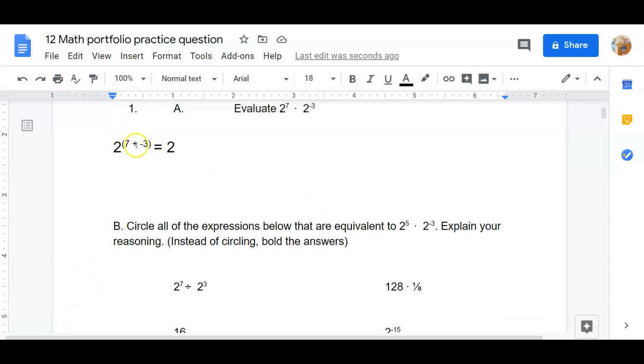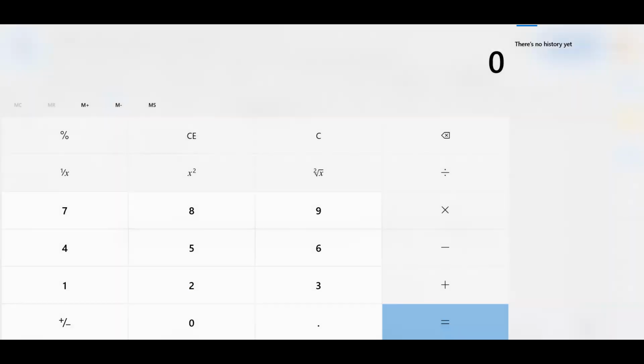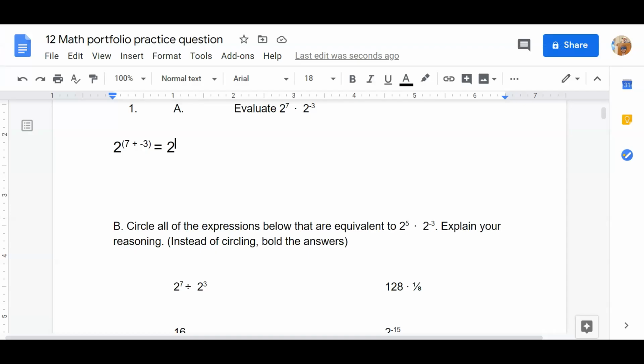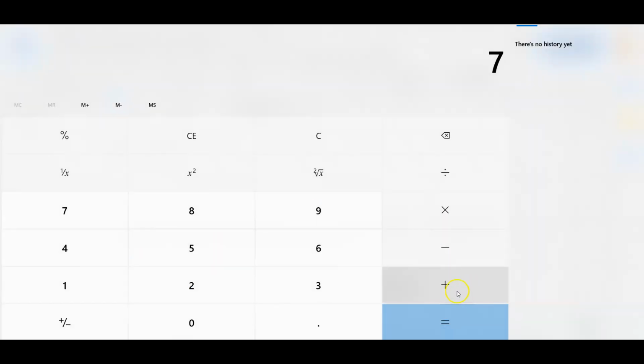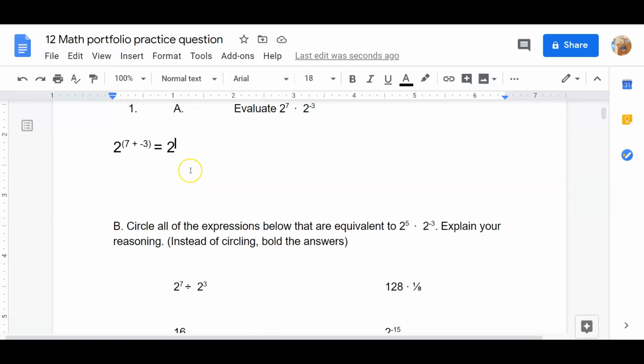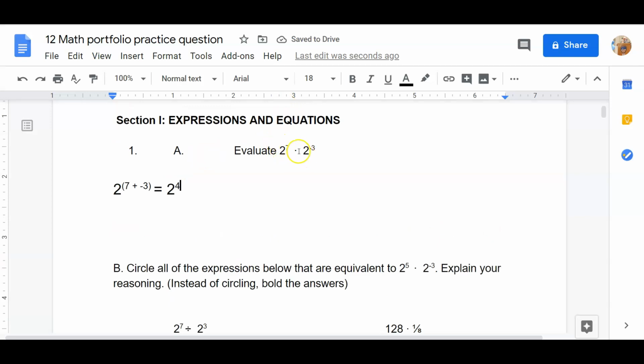So if you tell me that 7 plus negative 3 is like 10, you're wrong. I like to look at the calculator. 7 plus negative 3. So we have 7 plus, we have our 3, and we need to make it negative before I hit equal sign. So negative, this button makes it negative and positive. So 7 plus negative 3 is equal to 4. So the answer would be 2 to the fourth power. Because when the bases are the same and we multiply, we take the exponents and we add them.